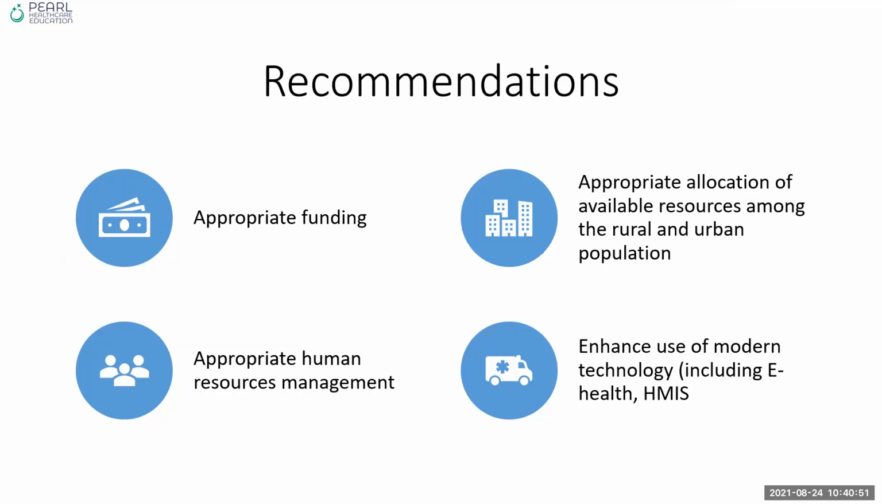Some recommendations to improve the healthcare system include that appropriate funding needs to be provided to different organizations, and appropriate human resource management, which includes making sure that the shortage of human resource is tackled, as well as people being given appropriate training to increase their confidence and competence in their ability to provide care. There needs to be appropriate allocation of available resources between rural and urban populations, because there's quite a lot of disparity between how services are provided in those places.